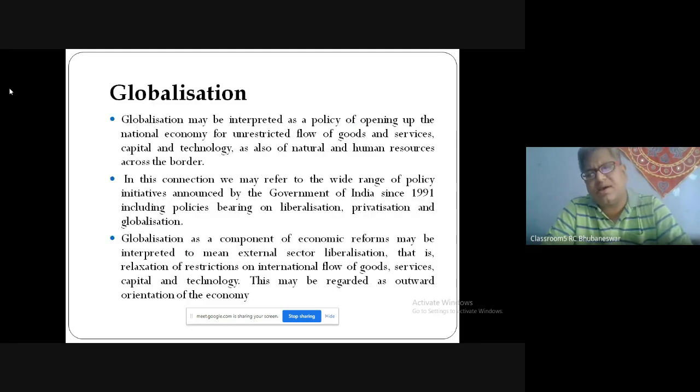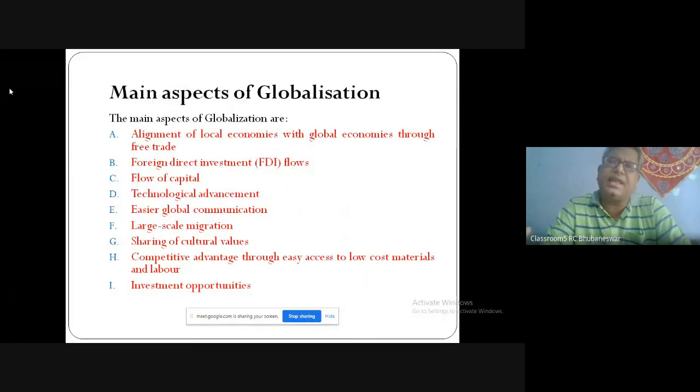Already we have somewhat discussed globalization. Globalization is a liberalized policy. Globalization is an unrestricted flow of goods and services. Globalization is an open market of capital and technology. Natural resources and human resources can be opened up in cross-border transactions. Globalization was introduced in the year 1991, which includes the LPG: liberalization, privatization, and globalization. It is one component of economic reforms. But certainly, there are different aspects of globalization. What aspects?